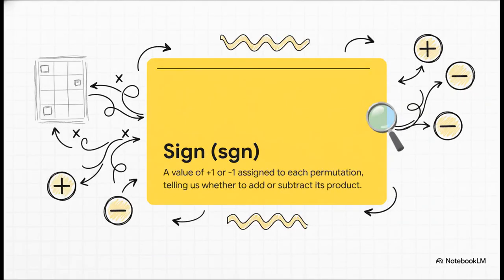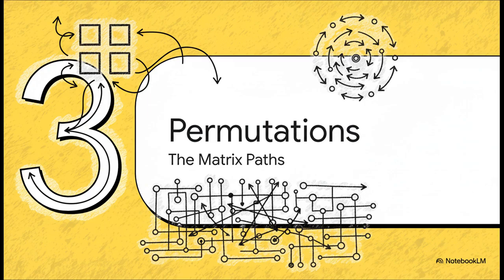The second ingredient is the sign. For every single one of those paths we find, we have to assign it either a +1 or a -1. This is what tells us whether we add the product of those numbers to our grand total or subtract it. So, you find a path, you multiply the numbers on it, and the sign tells you what to do with the result.